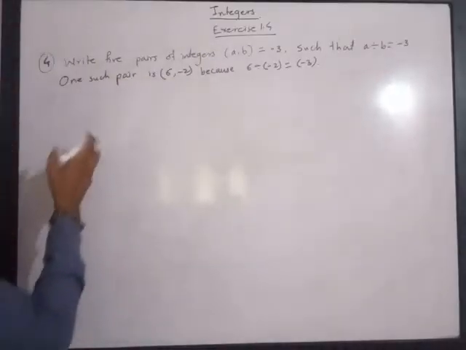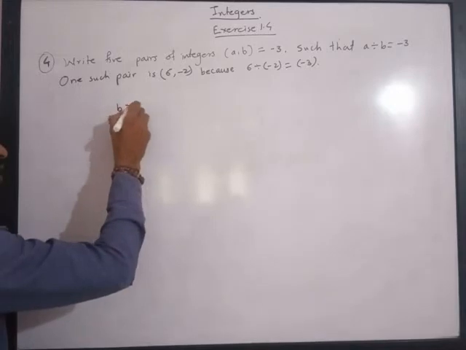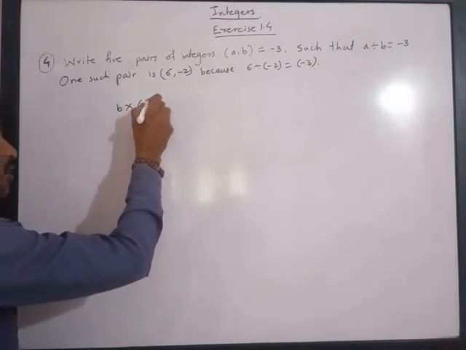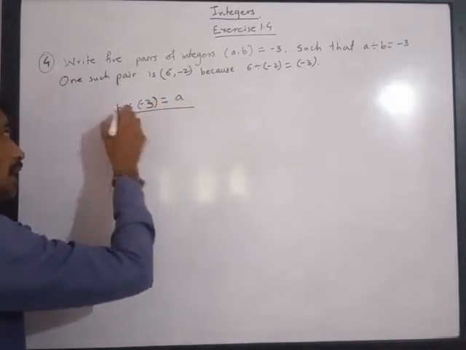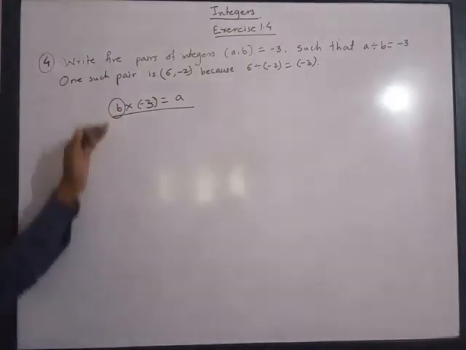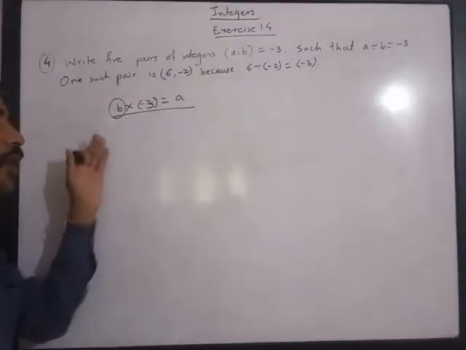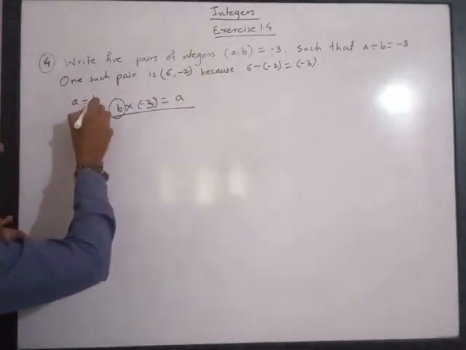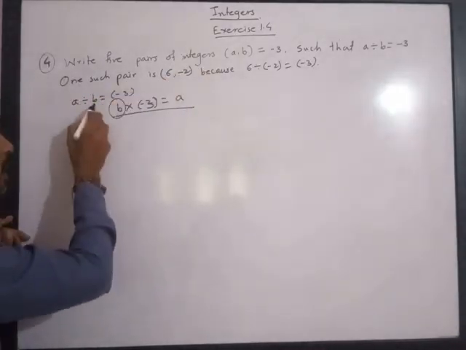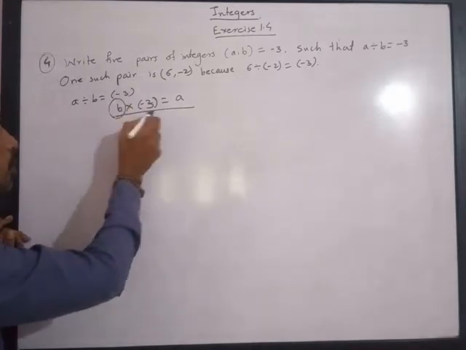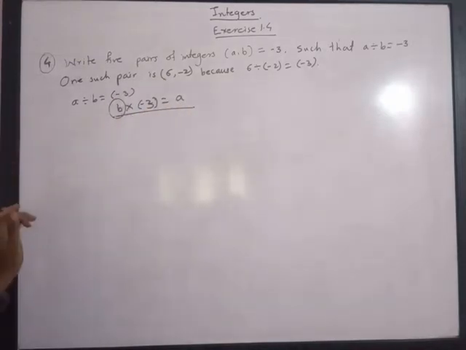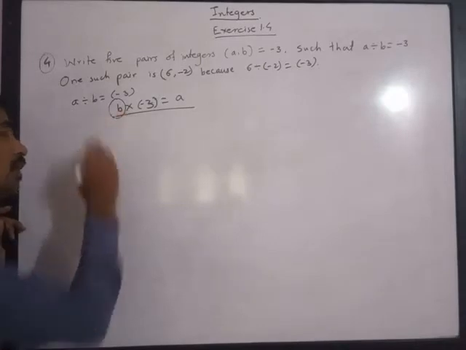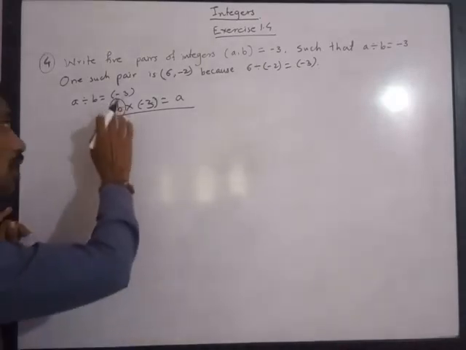So let us check this. If b is multiplying negative 3, we will get the answer a. And this b can be any integer. You can take 1, 2, 3, negative 1, negative 2, negative 3. Since we know that a divided by b is equal to negative 3, here we can multiply b by negative 3 to get the value of a. And b's value we can take as any value. You can solve in this way also.